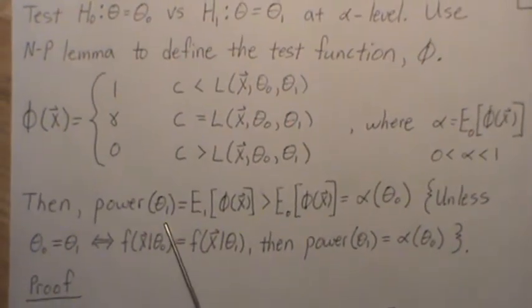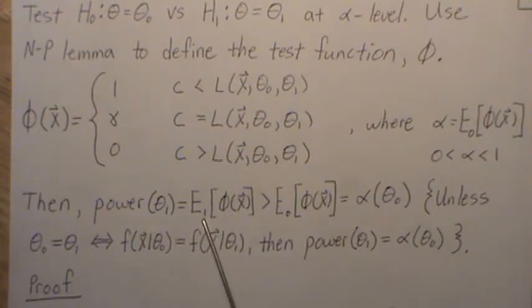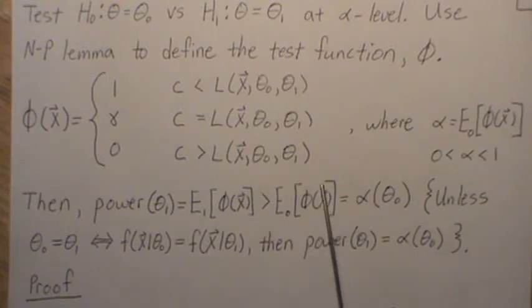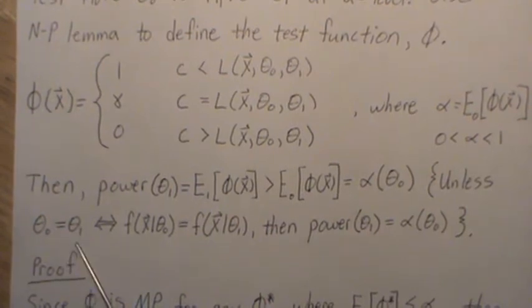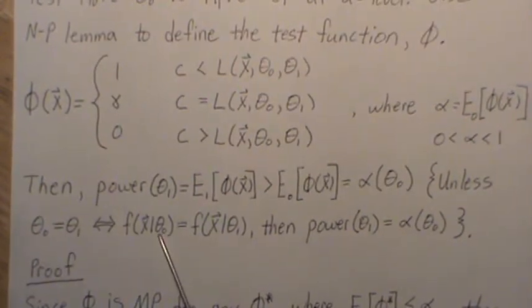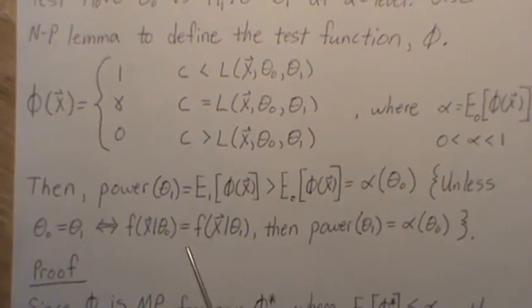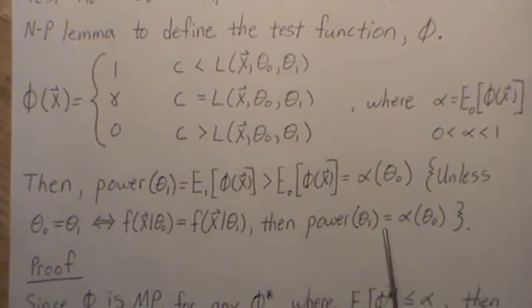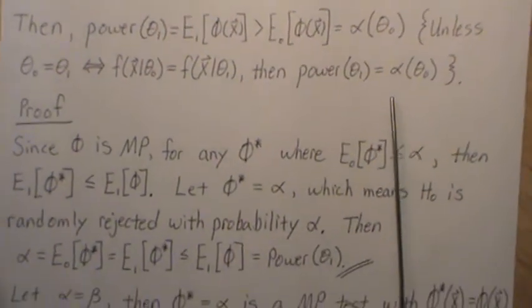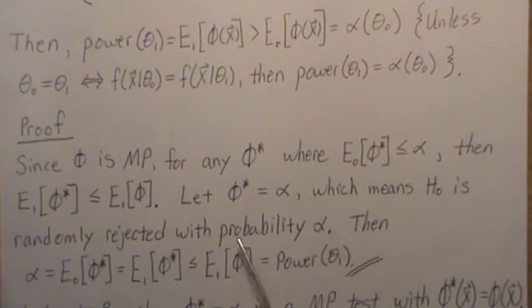Then the power of the test, which is equal to the expected value of the test function under the alternative, is strictly greater than the size of the test, or alpha, which is the expected value of our test function under the null hypothesis. Now, unless theta naught is equal to theta 1, which really implies that these two densities or distributions are the same, then the power is equal to the size of the test, or the alpha. And here's a quick little proof of that.